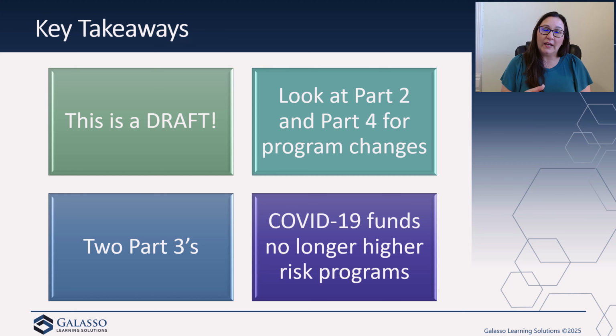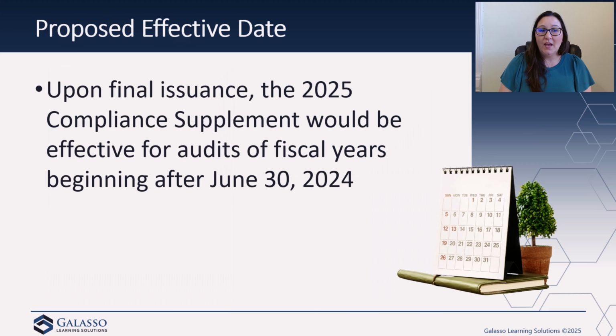Then we also are looking at Part 2 and 4. That's going to have your specific program changes with the compliance requirements, and also what you're going to be looking at specifically in the programs. We are going to have those 2 Part 3s to help us with either looking at items that were with the former uniform guidance or our 2024 uniform guidance revisions. And lastly on here, that we are no longer seeing that COVID-19 funding underneath those high-risk designations.